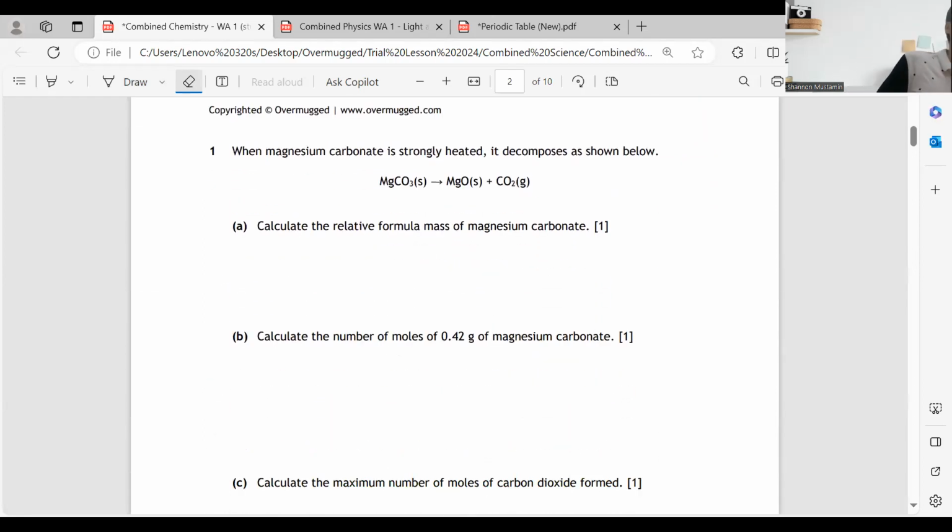For your mole questions, whenever you recognize a mole question and you don't know what to do, calculate moles first. Sometimes it can give you 1 mark. But over here, relative formula mass, you are just calculating for the 1 mark. So this part, I can go through as an example. Magnesium, according to your periodic table, is 24. Each oxygen is 16. So calculate the total mass.